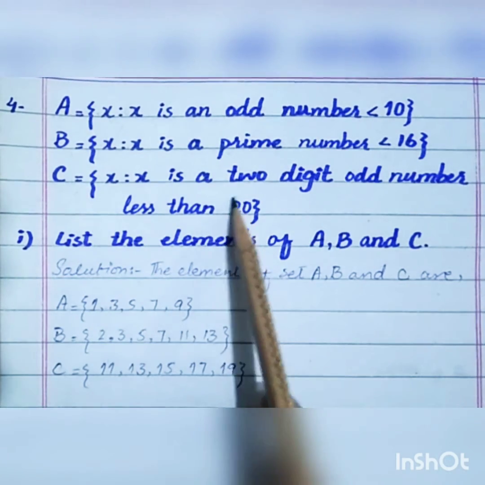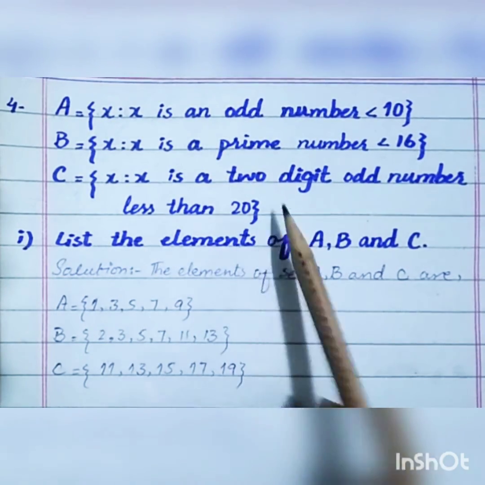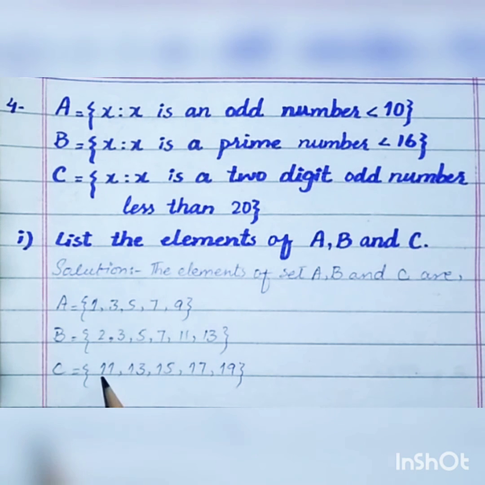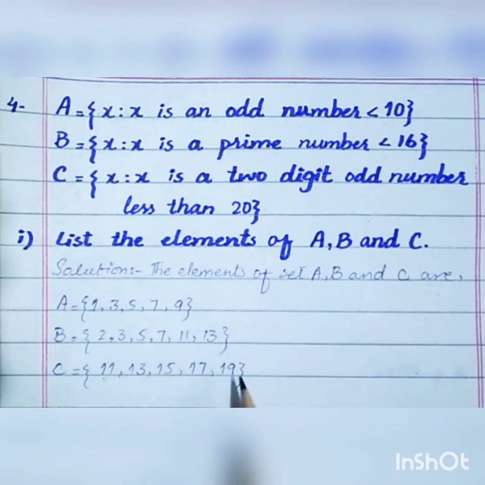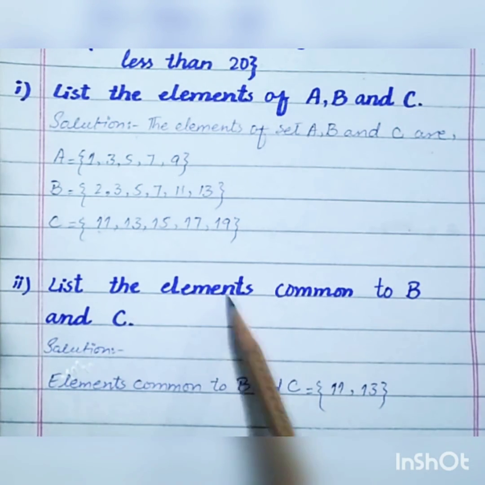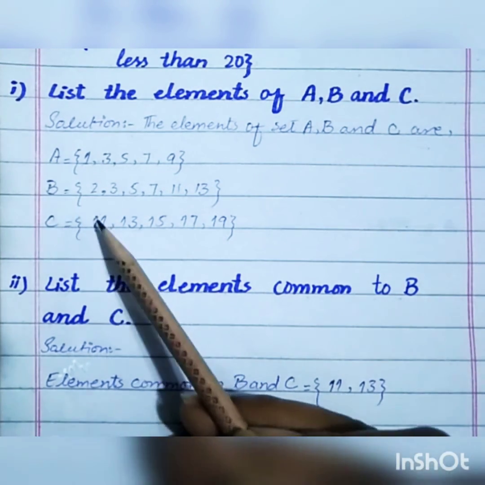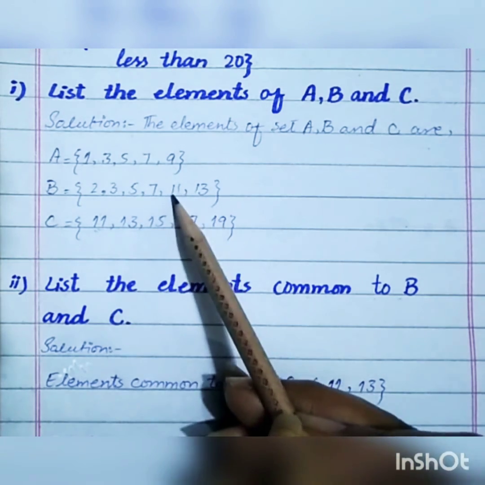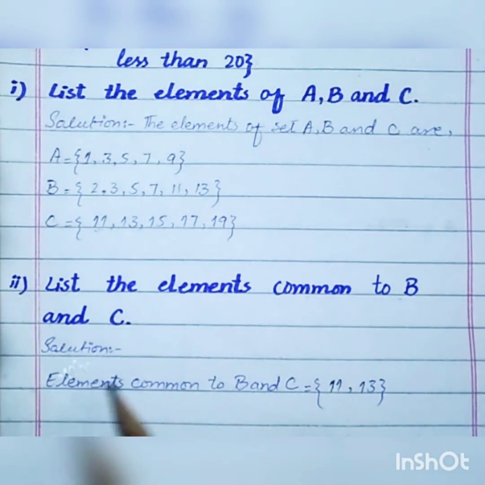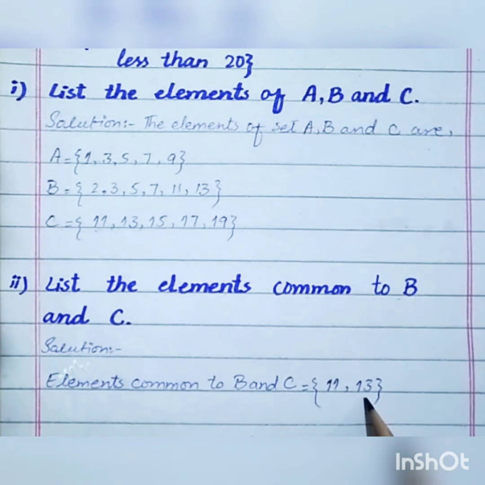And in set C, two-digit odd numbers less than 20. As we know, two-digit odd numbers start from 10, so we have to write odd numbers starting from 11: 11, 13, 15, 17 and 19, which are less than 20. Part number 2 is list the elements common to B and C. As we can see, in sets B and C the common elements are 11 and 13. So elements common to B and C are 11 and 13.